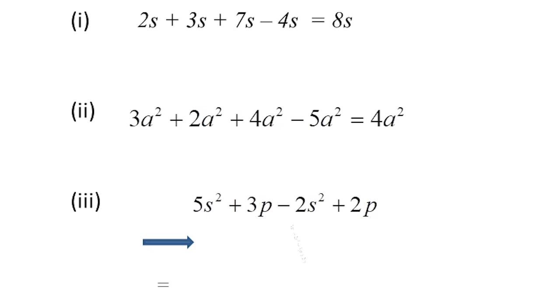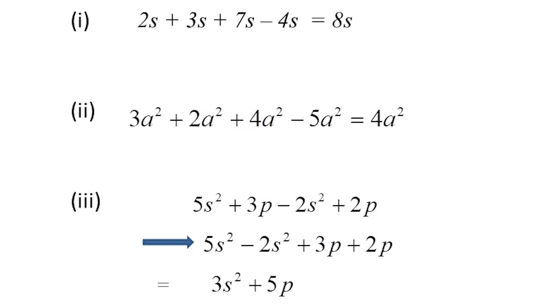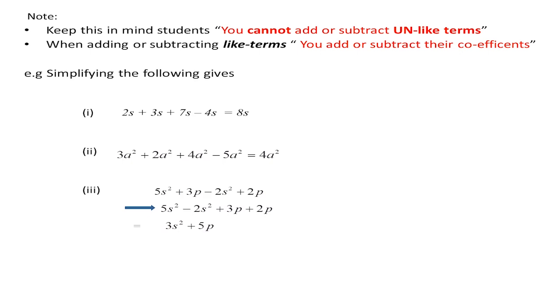So what I've done here, I bring forward the negative 2s squared to group with the 5s squared. So 5s squared minus 2s squared plus 3b plus 2b, and it gives you 5 minus 2 is 3s squared, 3 plus 2 is 5b. That's the simplified form. Remember, you cannot add unlike terms, so s is not a like term with b. The answer stops there. That's how simplified it is.